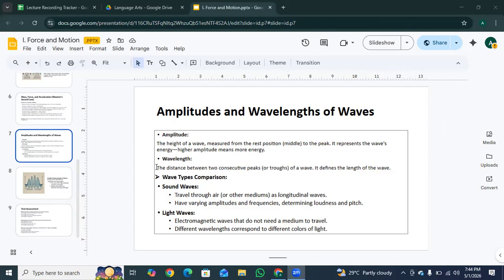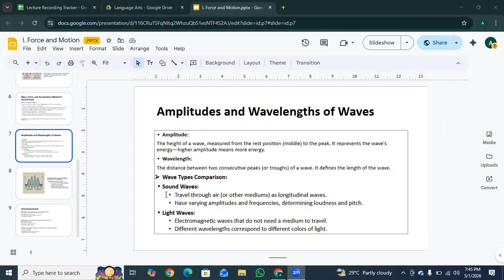So wavelength: the distance between two consecutive peaks or troughs, you can say, of a wave. It defines the length of the wave. So basically, this is the distance from one peak, the top, to the next peak. It tells you the length of one full wave.